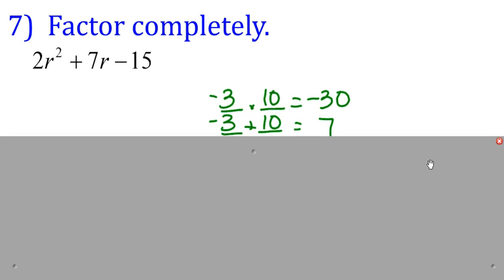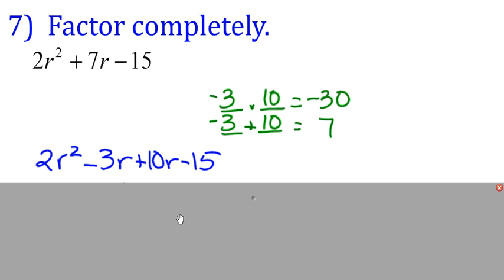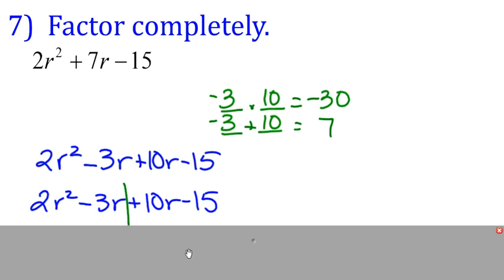With our number patterns, we can use a negative 3 and positive 10. Again, rewriting our polynomial with 4 terms, we have 2r squared minus 3r plus 10r minus 15. Take your polynomial and divide it into pairs. Divide out any common factors for each pair. So the first pair on the left, I could divide out an r. The pair on the right, I could divide out a 5.